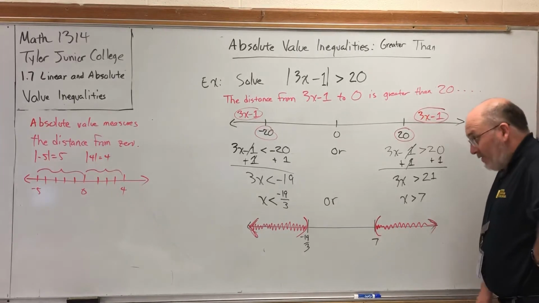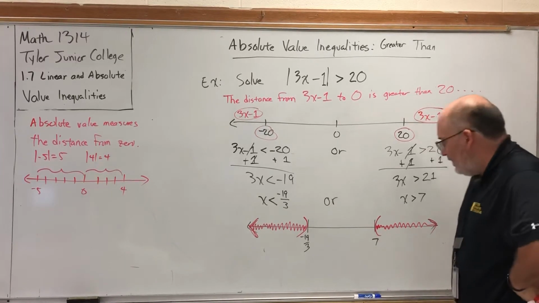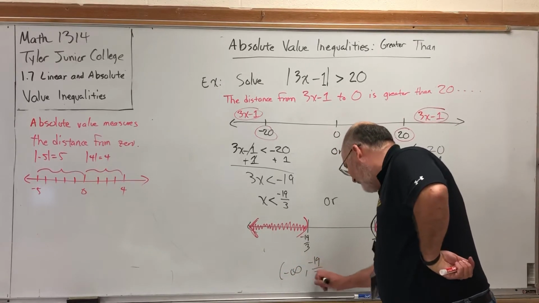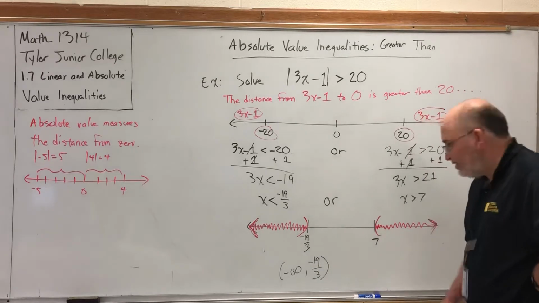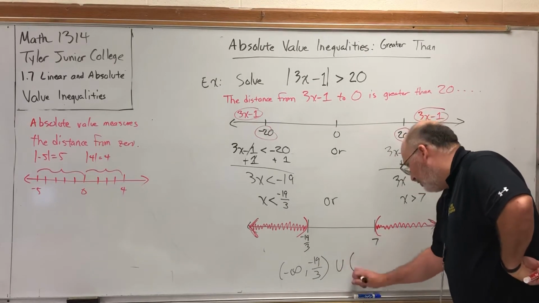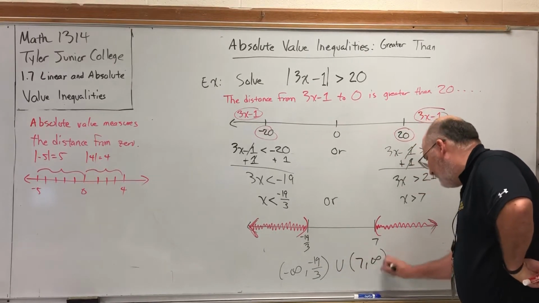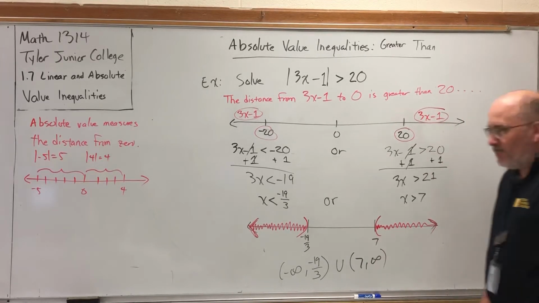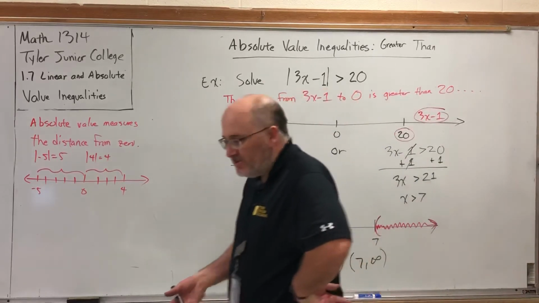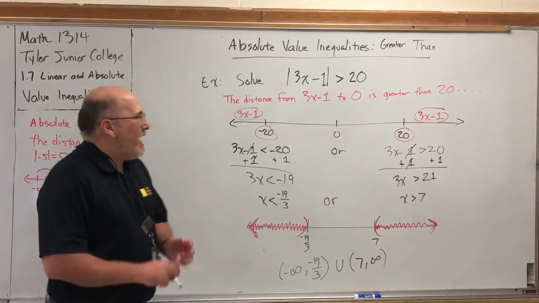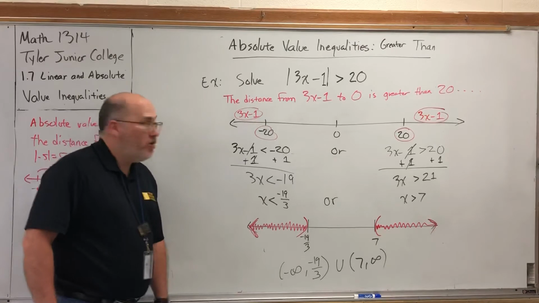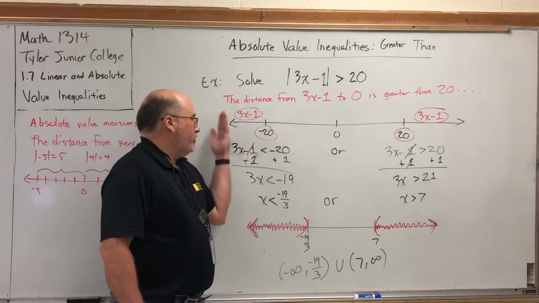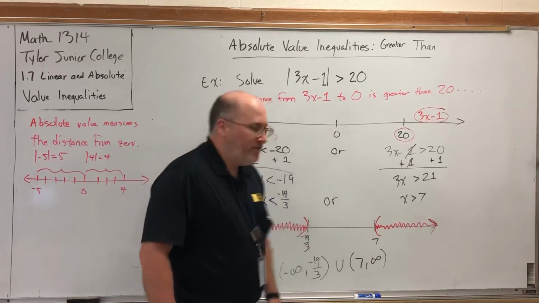So if we join them together as a single answer, the left interval is negative infinity, comma negative 19 thirds, parentheses, union, parentheses, 7 comma infinity. That wasn't too bad once we figured out what the absolute value meant and how to capitalize on it. Again, absolute value means distance from 0, so we need this to be more than 20 spaces from 0. More than 20 to the left, more than 20 to the right.